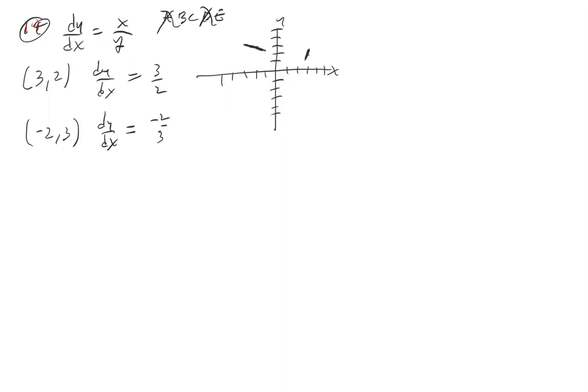-2, 3. -2, 3 looks steeper than that. I can eliminate B, I think. What about C? -2, 3. That looks steeper. So it's got to be E then, right? -2, 3. That looks about right. There we go. Let's check that answer. I want to check it. 14E. There you go. Works every time.